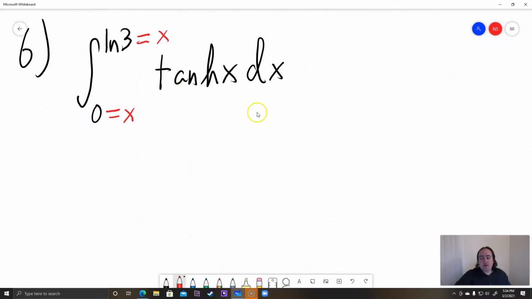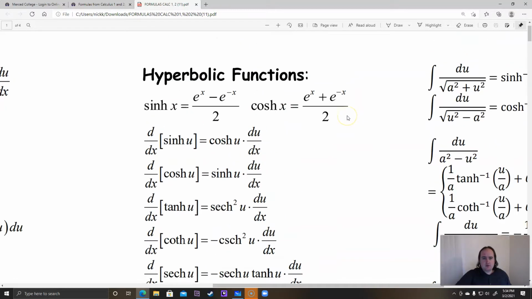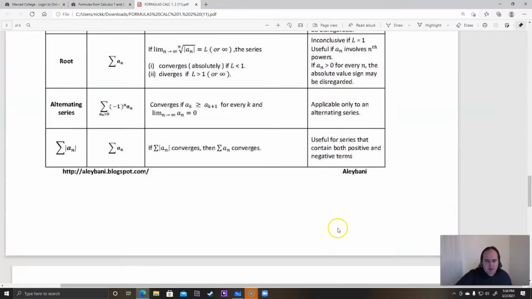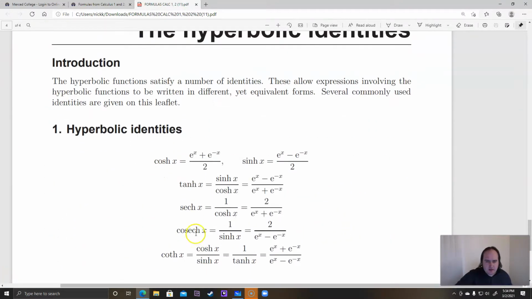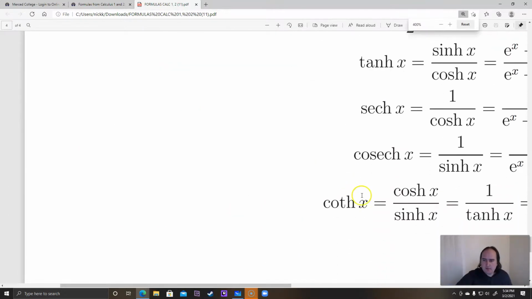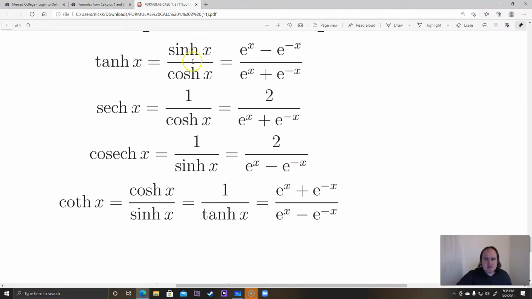So what is the formula for tanh? Well, just like with regular trig functions, tangent is sine over cosine. So tanh is sinh over cosh. And you can always check on here to make sure. So if I go to the page with your hyperbolic identities, that's on the last page, we can see that tanh of x is actually sinh of x over cosh of x. So that's that one right there. Let me zoom in. Tanh of x equals sinh of x over cosh of x. That's on the last page of your formula sheet.